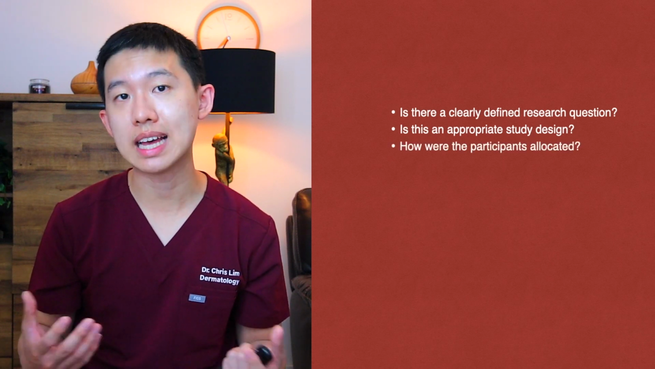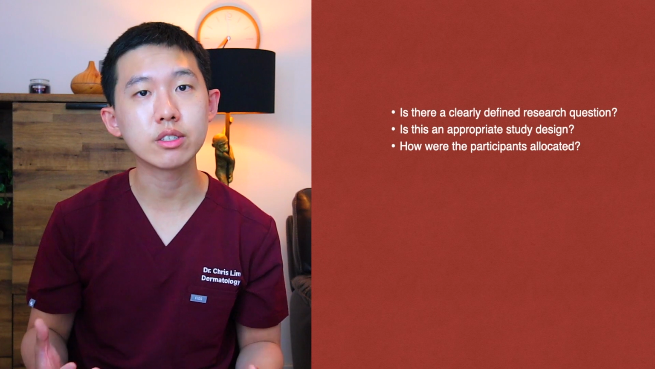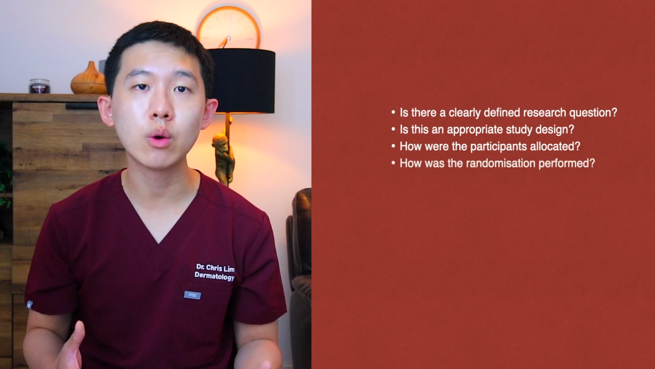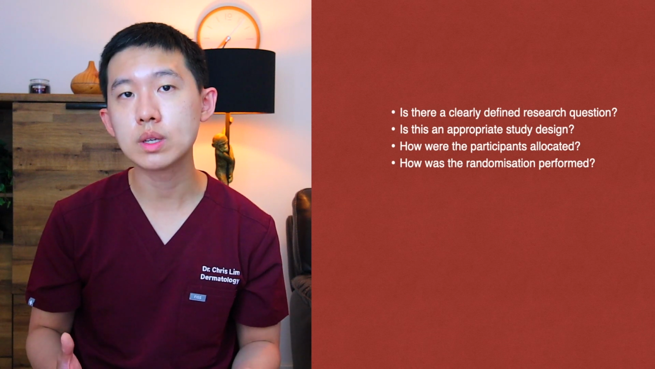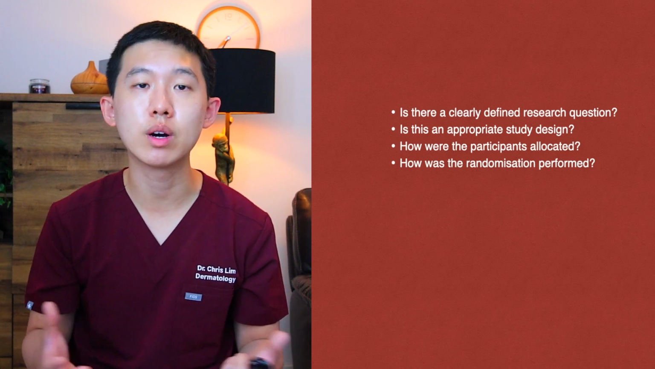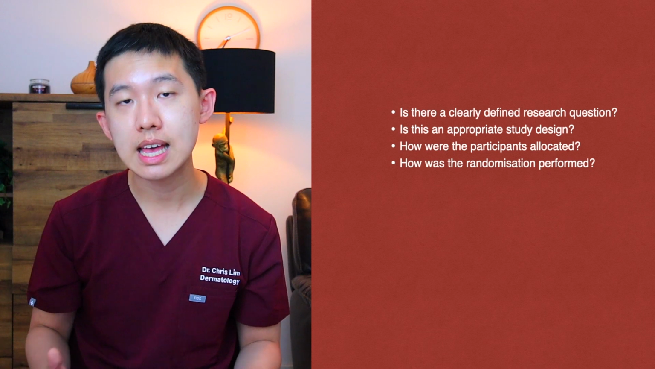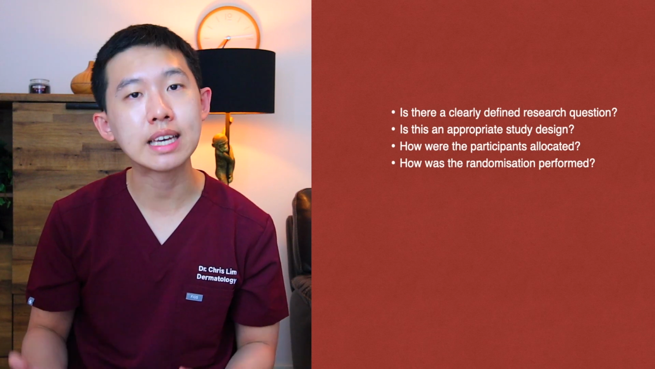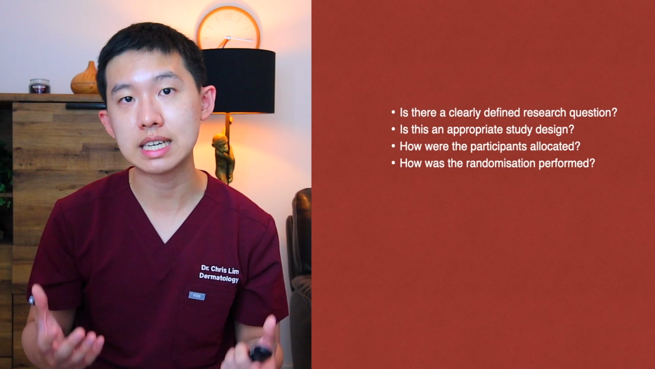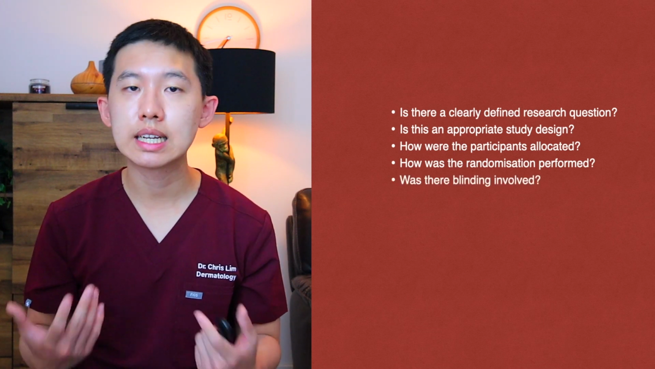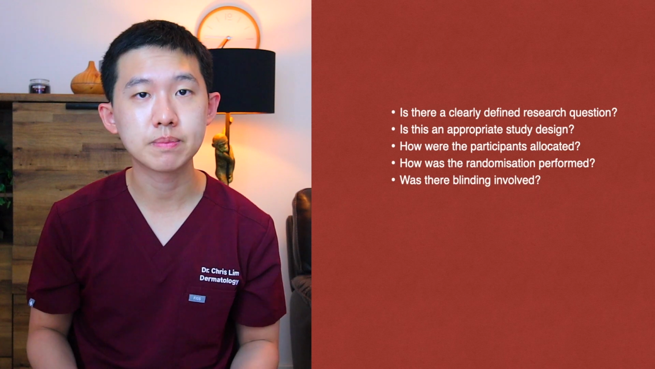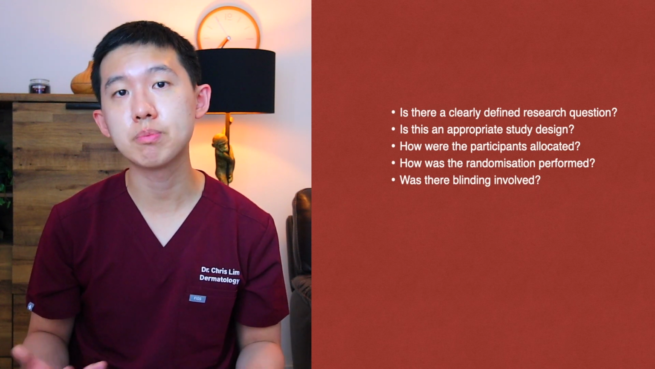How were the participants allocated? Were they randomly assigned to different treatment groups? And how were they randomized? Was it done through a centralized computer system, or was it done by an independent person such as someone working in the hospital's pharmacy? And this is very important as it will have implications on the accuracy of the data collected. Also, was there any blinding for the participants, clinicians, and even the investigators? If not, this can lead to potential bias as well.